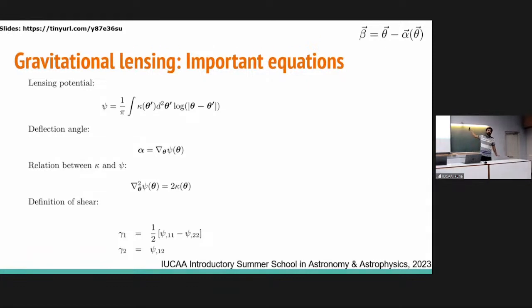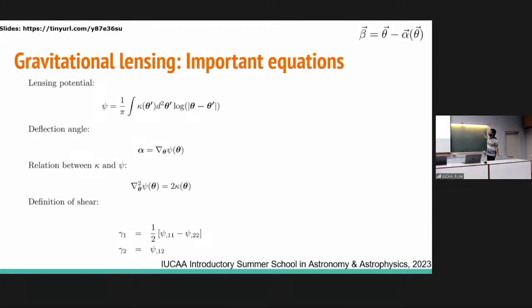This is a nonlinear equation because alpha and theta are not related in a linear fashion. And so for a given value of beta, you can have multiple images of theta. Today, we are not going to work in that regime. We are going to work in the regime where you're only going to form single ellipses.